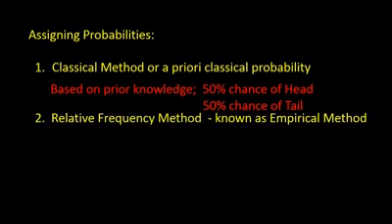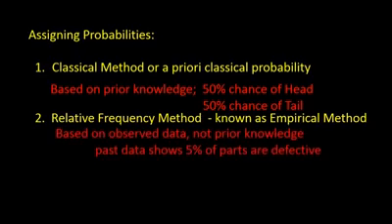A second approach to probability is called the relative frequency method, or the empirical method, because it uses observed data or empirical data to determine probabilities, not prior knowledge of the process. So let's say I observed from the past that 5% of parts inspected at a factory are defective. Then the probability of randomly selecting a defective part is 5%. This is a probability that is assigned based on past observations.